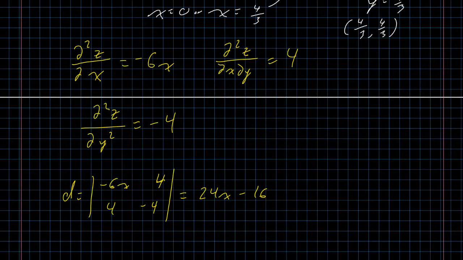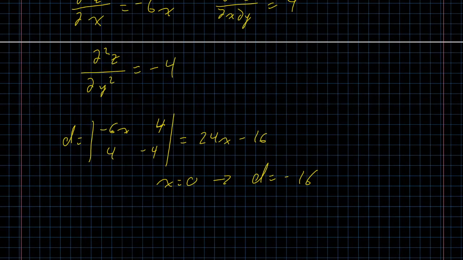And so I can plug in. When x equals 0, that means that d is negative 16. And when x is 4/3 and y is 4/3, that means that d is going to be, well, 24 divided by 3 is 8. 8 times 4 is 32. 32 minus 16 is positive 16. But the only thing that really matters is that the first one is negative and the second one is positive.